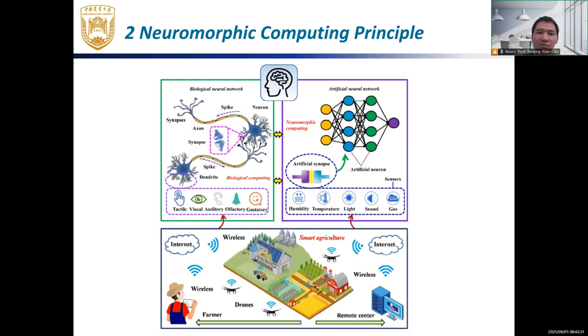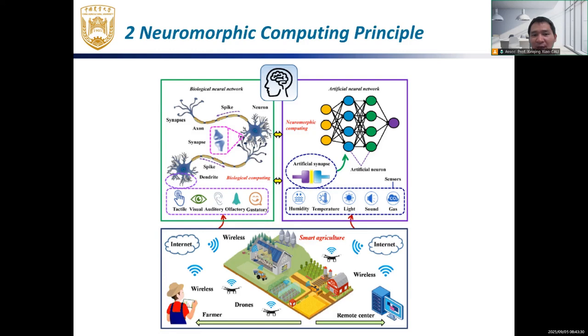Based on neuromorphic computing modeled on the human brain, if we want to use it in smart agriculture, we need tactile, visual, auditory, olfactory, and gustatory senses, these five things like a human, to monitor with sensors such as humidity, temperature, light, sound, and gas. They can serve as the input for the artificial synapse, just like the dendrite in biological computing. We also need to generate the spike for the artificial neuron, just like in the human brain. Then the data goes to the neuron and on to the next step, just like a neural network.